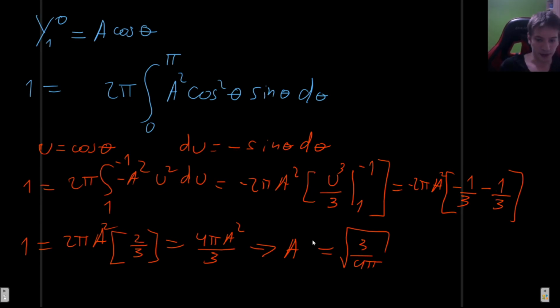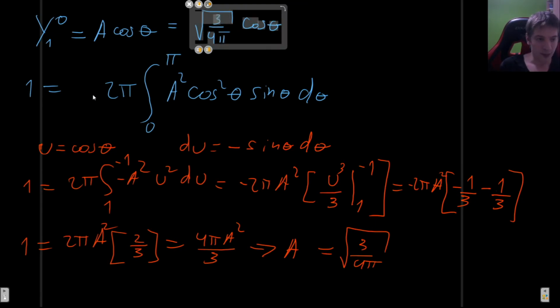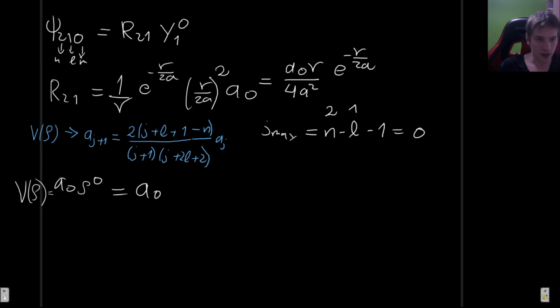Now that we have found this value, we can plug it into our spherical harmonic right here, just to make sure that we don't forget that there's also a cosine here. 3 divided by 4 pi cosine theta is our spherical harmonic. Let's plug all of this back into the formula for psi21. Let me see. So let's see.